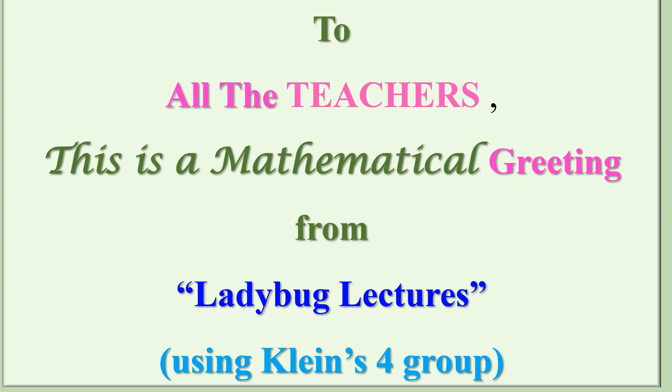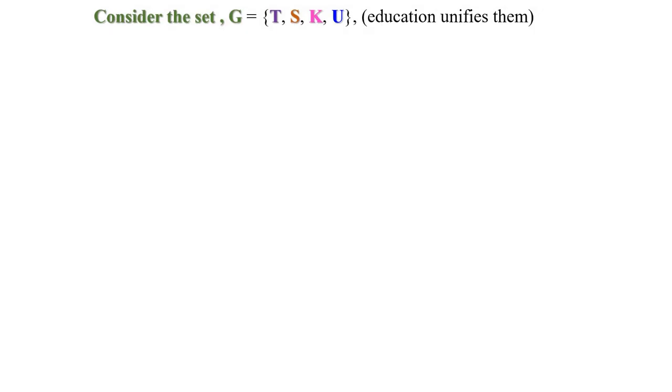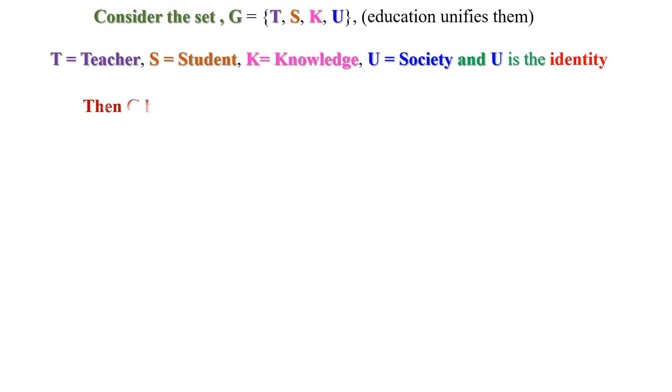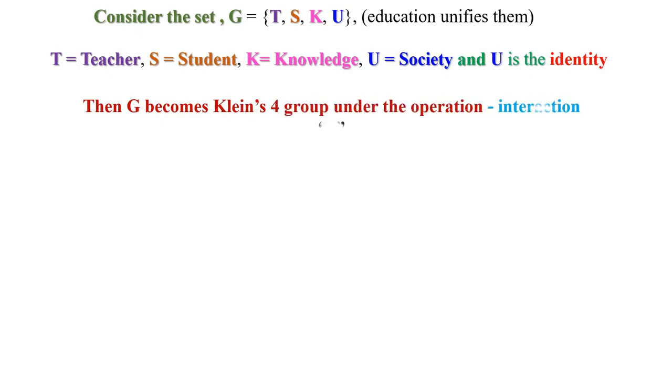Let us see how. Consider the set G with elements T, S, K, U. Education unifies them, where T stands for teacher, S for student, K for knowledge, and U for society, and U is the identity element. Then G becomes the Klein four-group under the operation interaction. We shall denote that as star.